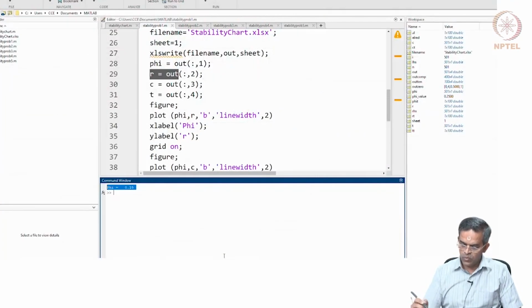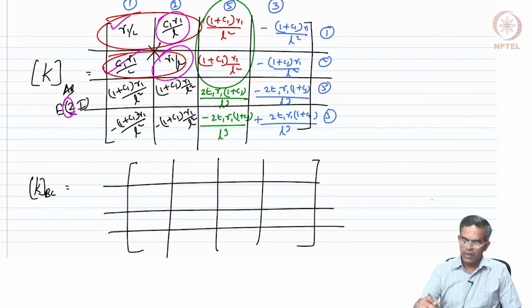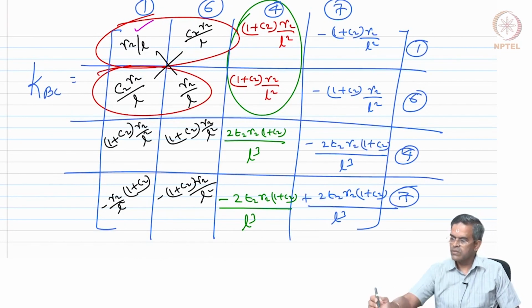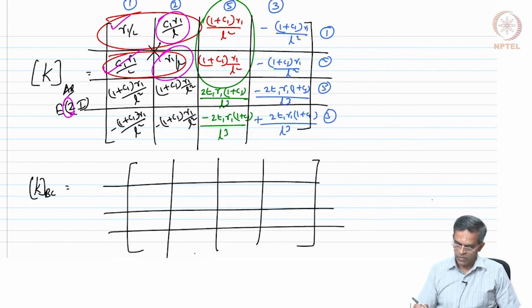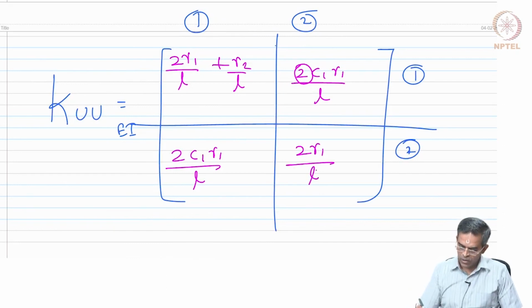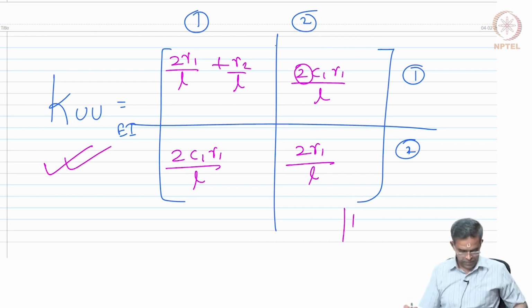Then let us go to 2 2. 2 2 is this value. We also have 2 2 here. No, we do not have it. Okay, only this. So, 2 2 is R1 by L. There is a 2 here. So, I should say 2 R1 by L.